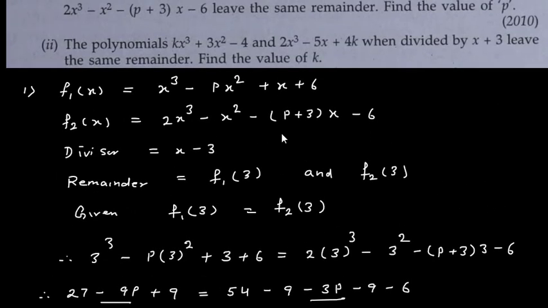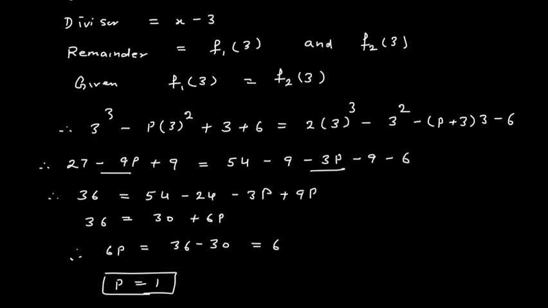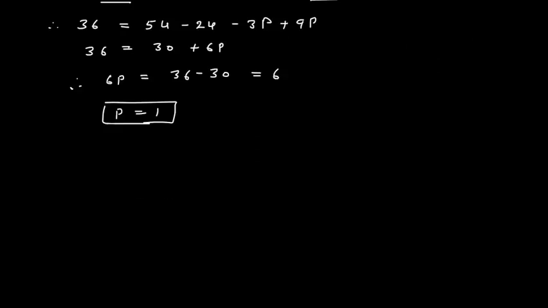Okay, simple. The second question is: the polynomial this and this, when divided by x plus 3, leave the same remainder, find the value of k. So now I think you can do this second question. It is the same as the first question. I have done the first for you. You try the second problem.